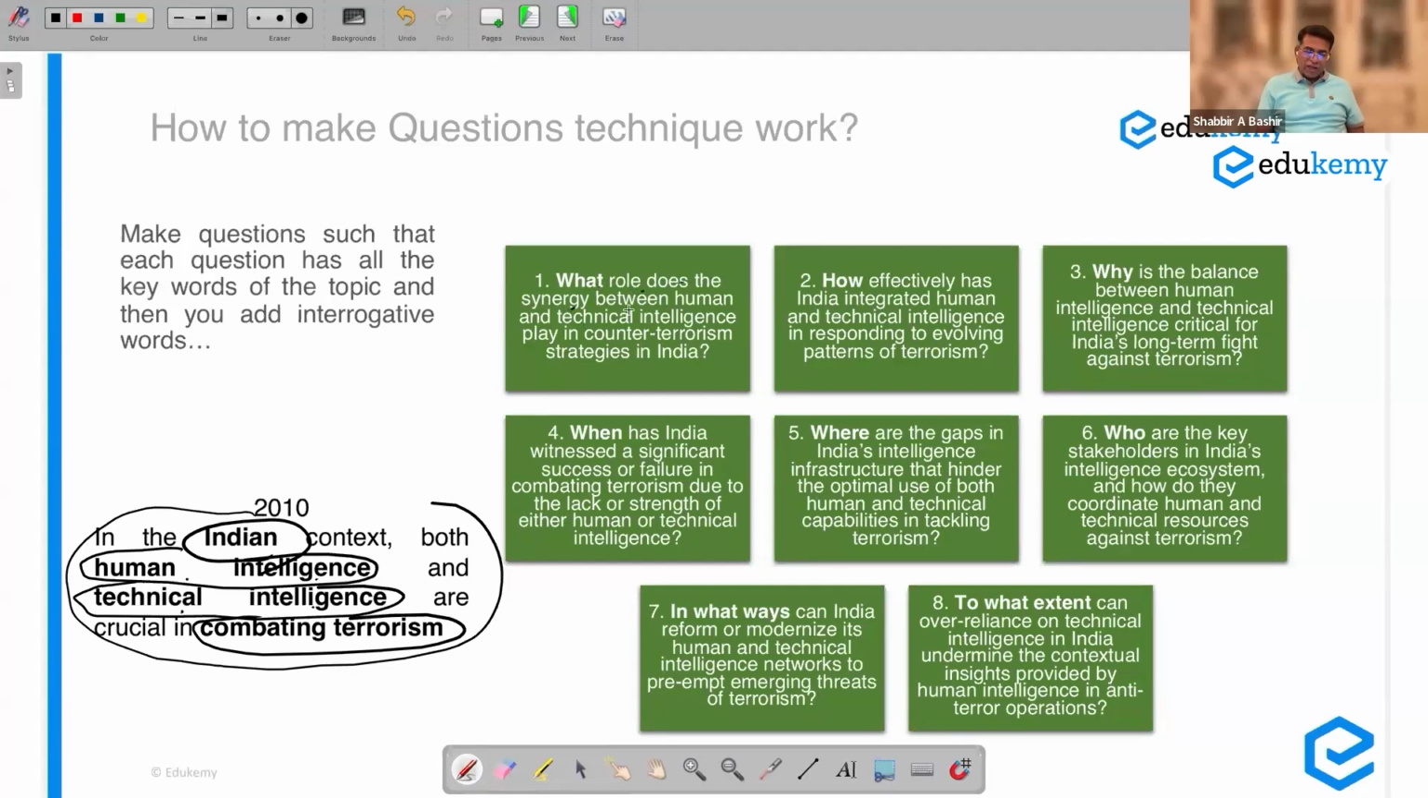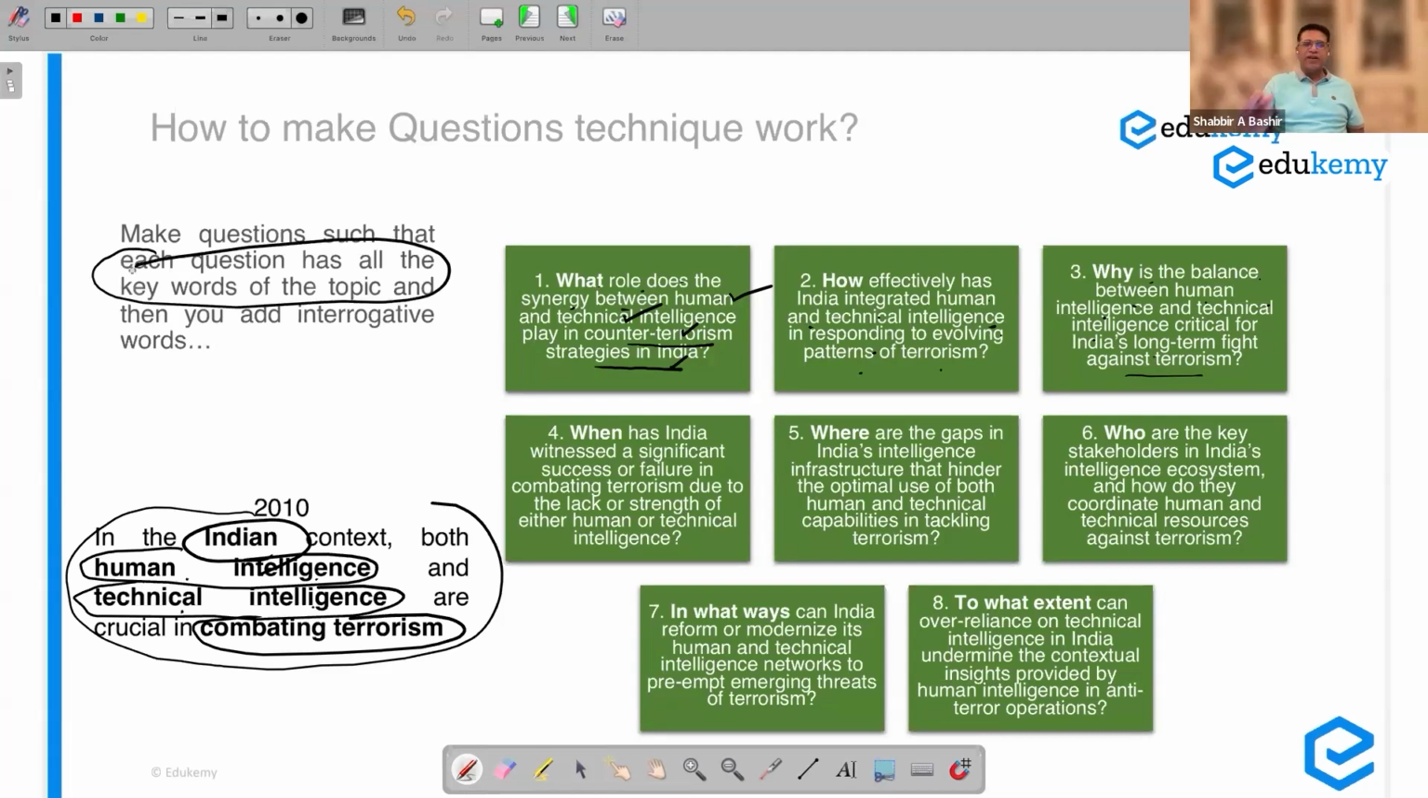What role does the synergy between human intelligence and technical intelligence play in counter-terrorism strategy in India? All the key phrases are used. How effectively has India integrated human intelligence and technical intelligence in responding to evolving patterns of terrorism? Why is the balance between human intelligence and technical intelligence critical in the long-term fight against terrorism in India? So make questions such that each question has all the keywords.